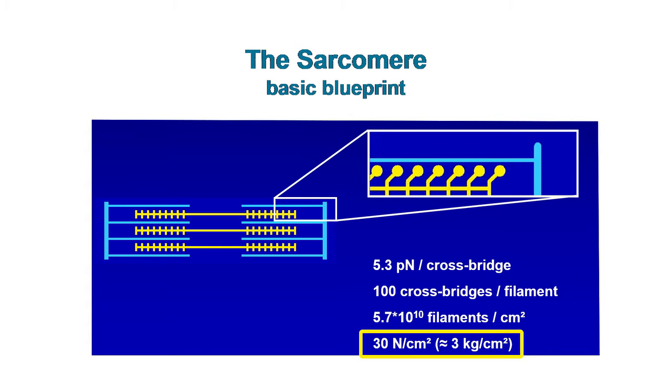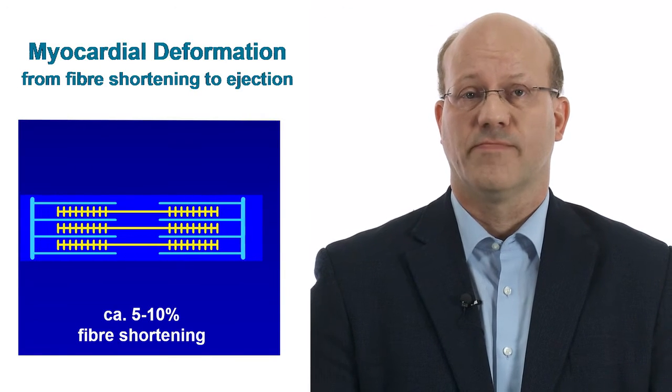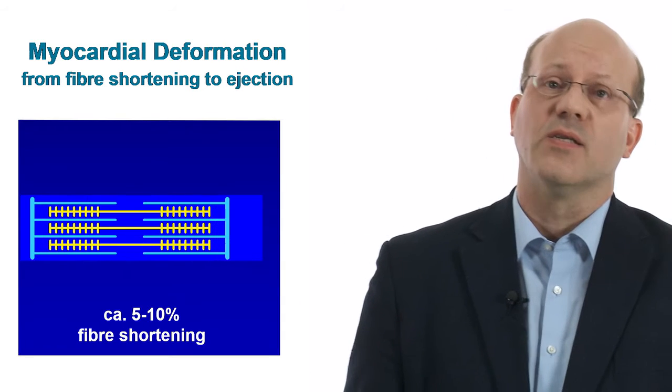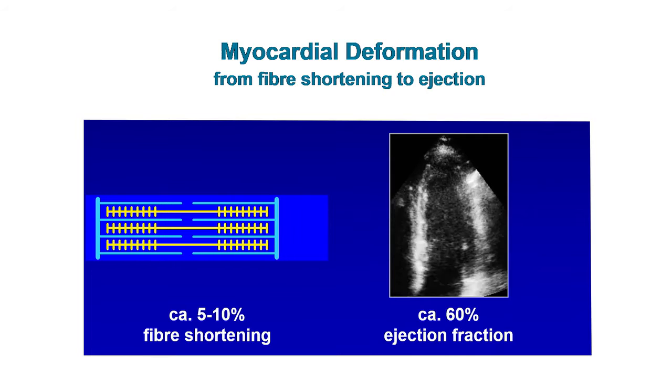However, if we have a lot of cross bridges in a filament, and if we have a lot of filaments per square centimeter of muscle, then we can produce quite a bit of force, and the myocardial muscle can produce around 30 newtons per square centimeter, which is equivalent to 3 kilograms per square centimeter. The actin-myosin filaments shorten the sarcomere, and this sarcomere shortening is around 5 to 10%. So how can it come that the left ventricle actually changes its volume by 60% during a beat?